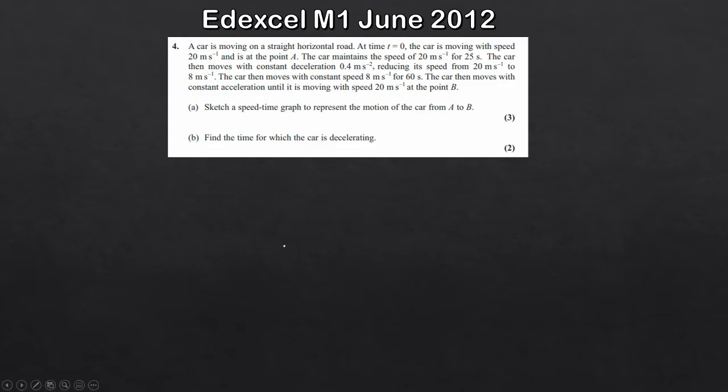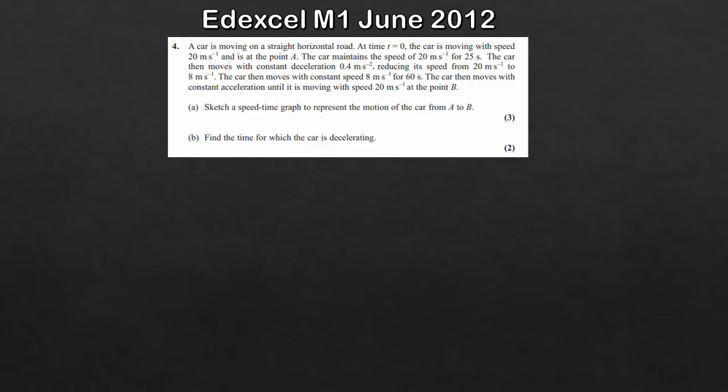And that's at the point A. It maintains this speed of 20 meters per second for 25 seconds, and then it moves with constant deceleration of 0.4 m s^-2. Now it reduces that speed from 20 meters per second to 8 meters per second, and then it moves with constant speed, 8 meters per second, for 60 seconds. Then it moves with constant acceleration until it's moving with speed 20 meters per second.